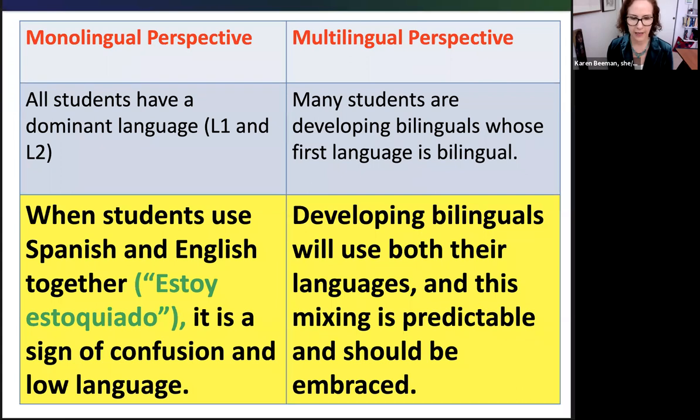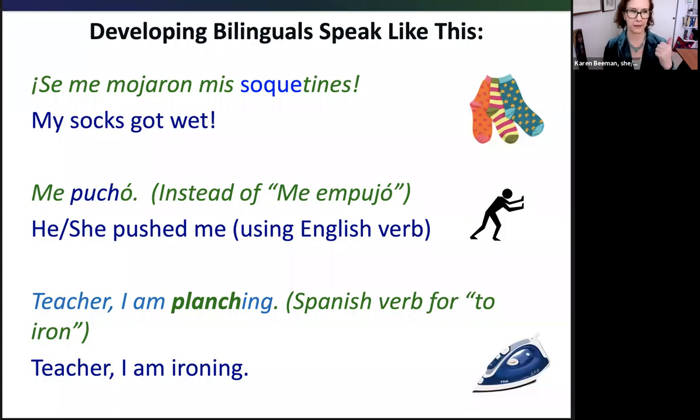What does that mean? It means that students are going to do wonderful things like this. Se me mojaron mis soquetines. Ella me puchó. Teacher, I am planching. So these are developing bilinguals using all they know. Some of you might think, or I've heard the term that they are translanguaging, and we can use that term as well. They are using all that they know when they speak. And so we need to understand their utterances, accept them, and build on them and move them into those three linguistic spaces, which is the goal of our program.